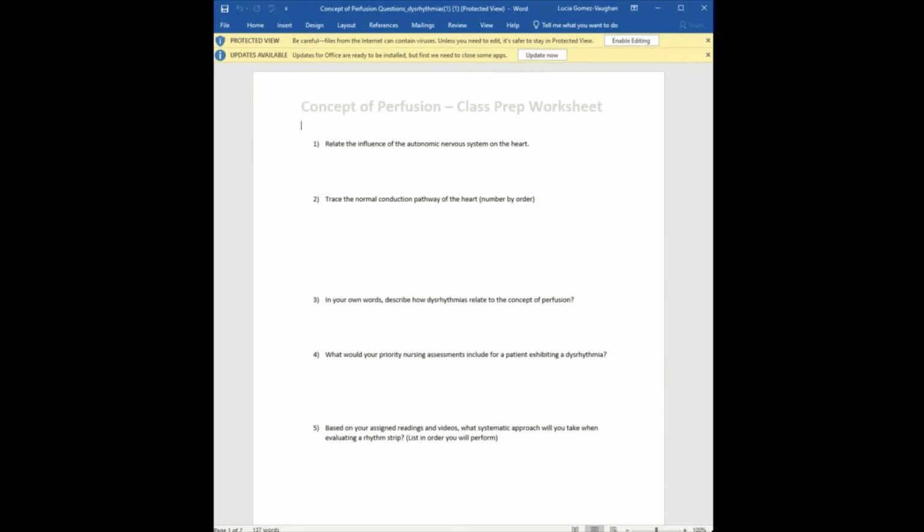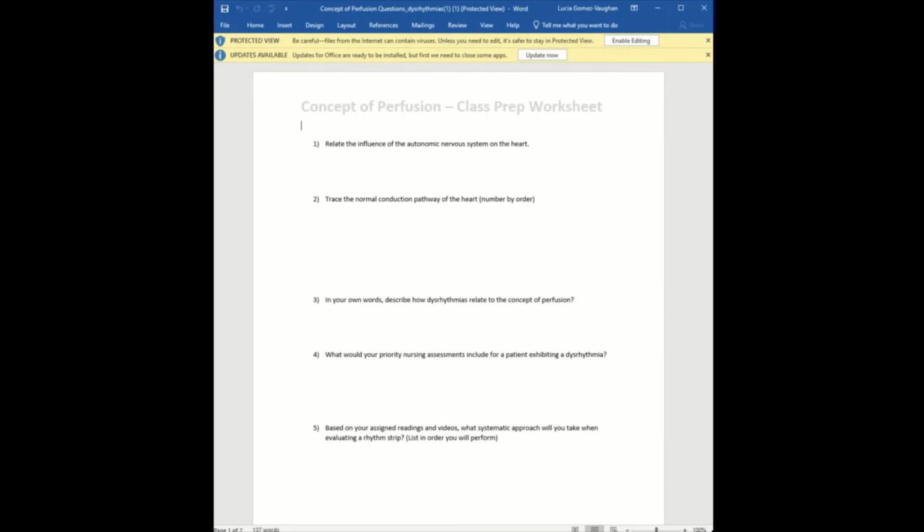Trace the normal conduction pathway of the heart. There was that image earlier in the recording from the YouTube video that we watched, but we're going from SA node to AV node, bundle of His to Purkinje fibers.